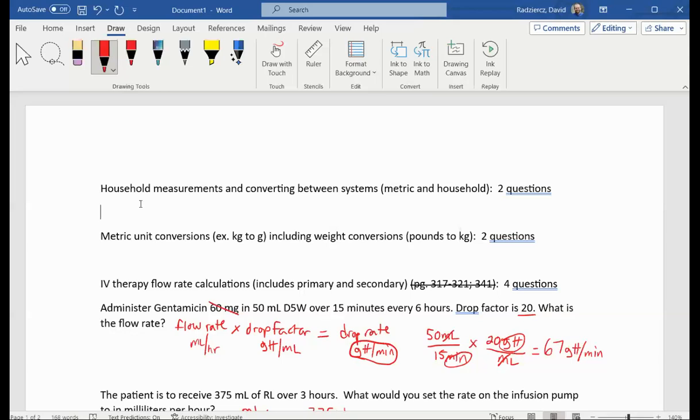Okay. All right. So household measurements, and this will also be kind of like the intake question, because you're just converting your metric to household or household to metric. I have plenty of really good examples of that in the Allegheny folder. So let me just pull those up real quick. That way I have them. There we go.